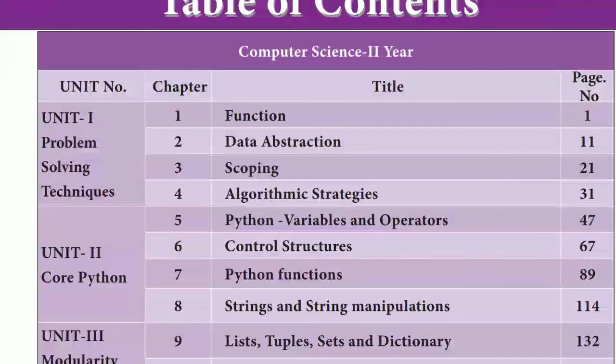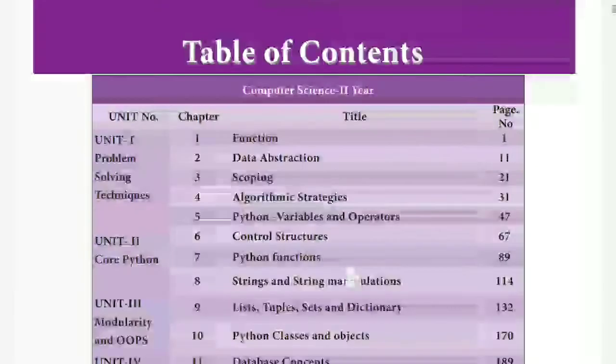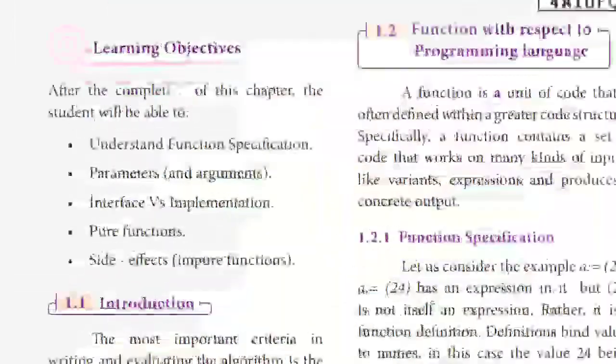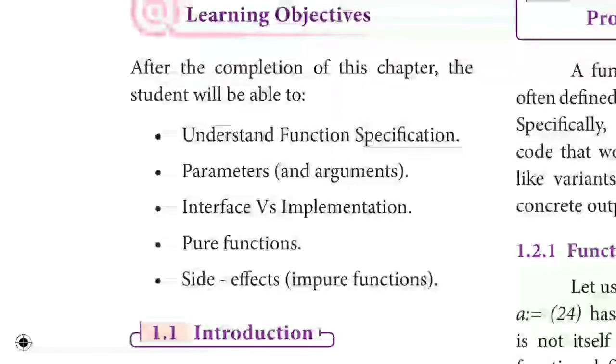The first four chapters come under unit 1, problem solving techniques. In this function chapter we'll be learning about function specification, parameters, interface versus implementation, pure function and impure function, and side effects of using the impure function. So these are all the things that we are going to see in this chapter.